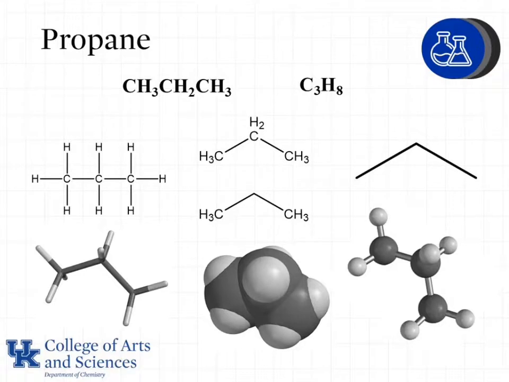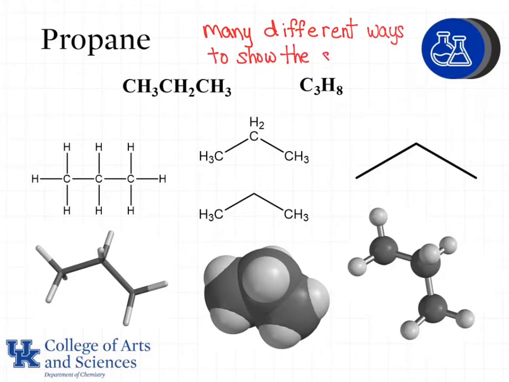So you can see that in chemistry we have many different ways of representing the exact same molecule. And we use these at different times depending on what we're trying to represent or what information we're trying to show.